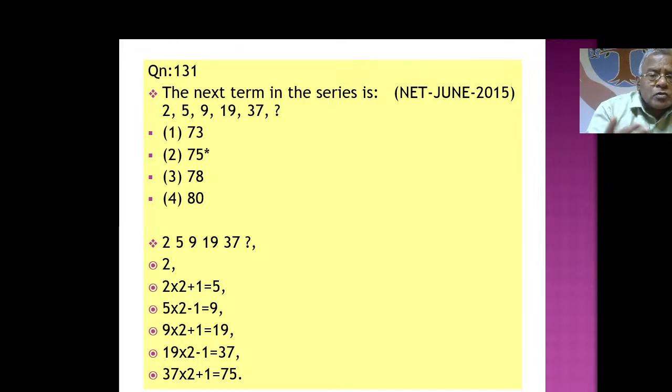So what should be the next one? 37 into 2. Now you should put plus 1. Why? The pattern is like that. Plus 1, minus 1, plus 1, minus 1, plus now. Right? Got the point? So 37 into 2 plus 1, that is 75. Are you able to see the pattern here? This is also a challenging problem, we can say, right? But if you go through all this, you will be able to find out. Sorry for disturbance.